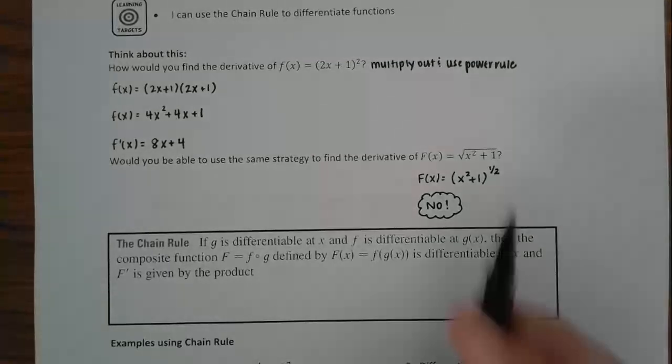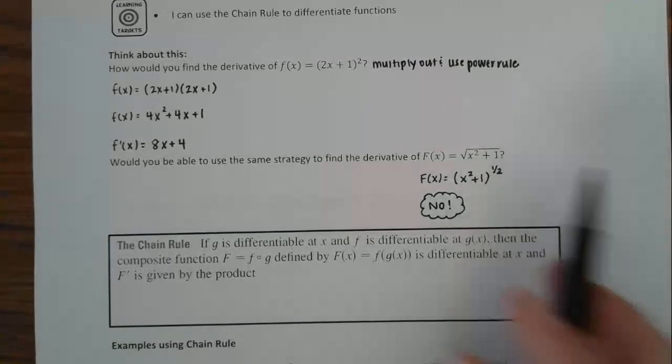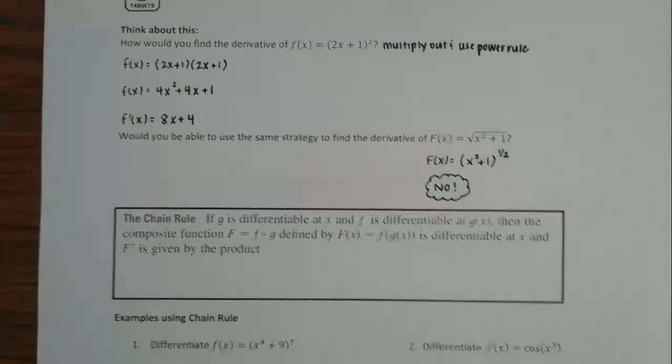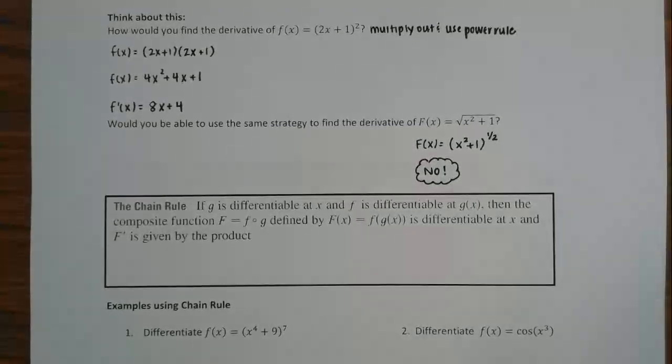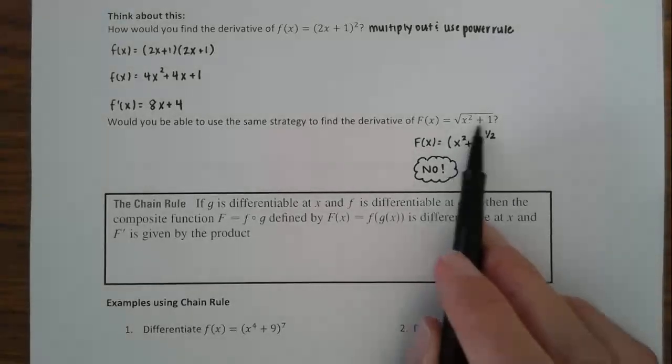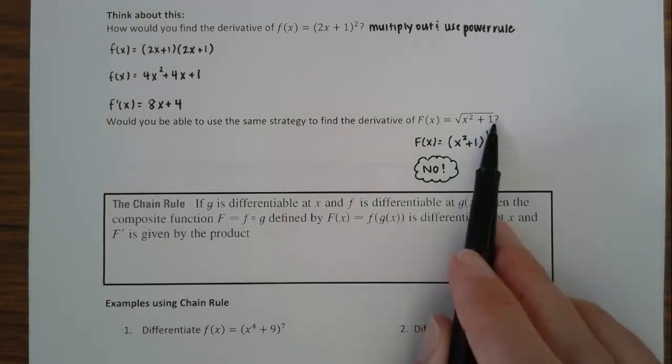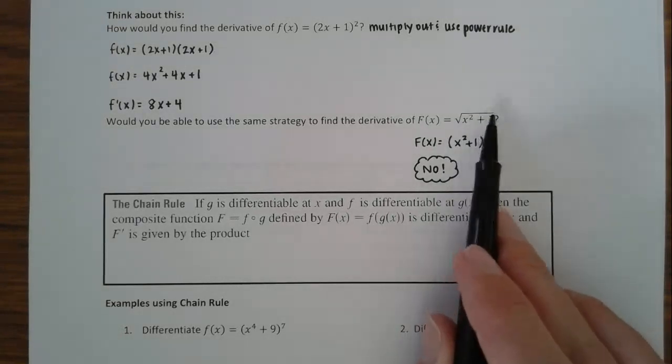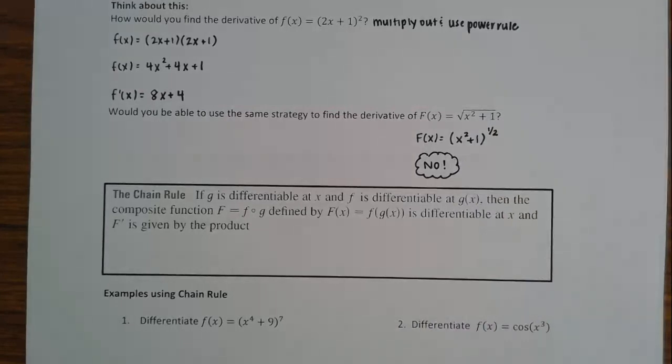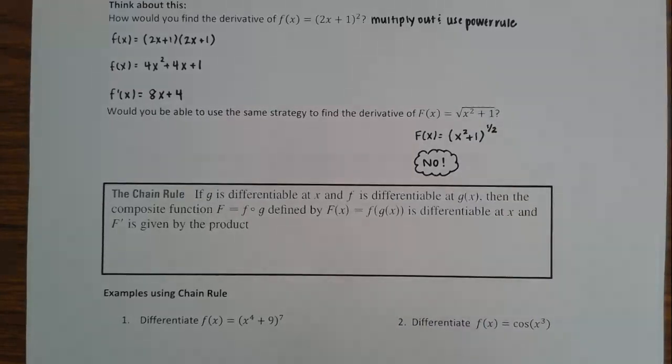So in order to get the derivative of something like this, we use something called the chain rule. The chain rule exists because it will allow us to take derivatives of composite functions. Because if we think about this, this is really an inside function of x squared plus 1 underneath an outside function of a square root. So there's really an inner function and an outer function.